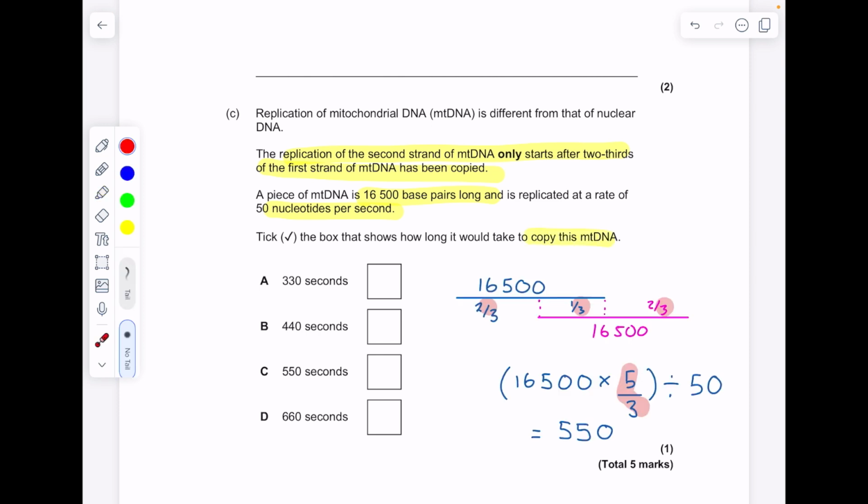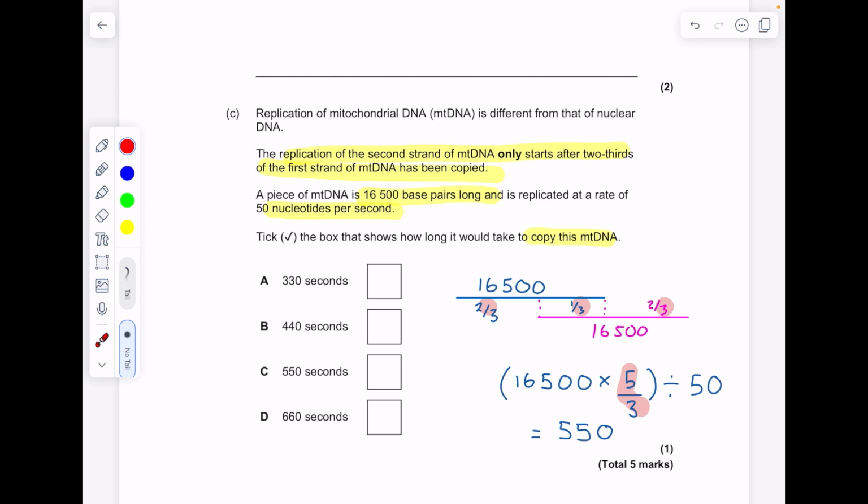Okay, now this is another difficult question. So these lines here represent your double strand, and it says that the replication of the second strand of mitochondrial DNA only starts after 2/3 of the first strand of mitochondrial DNA has been copied. So that's what I'm showing here. If this is in essence one single strand, the second strand only kicks in after the first 2/3 of the first strand have been copied. And then obviously that first strand is completed, and then there's the final 2/3 of the second strand to complete.